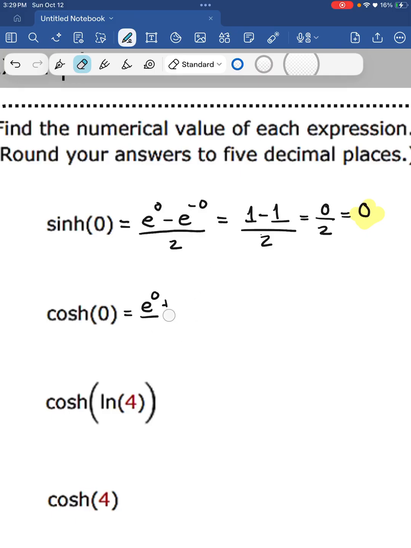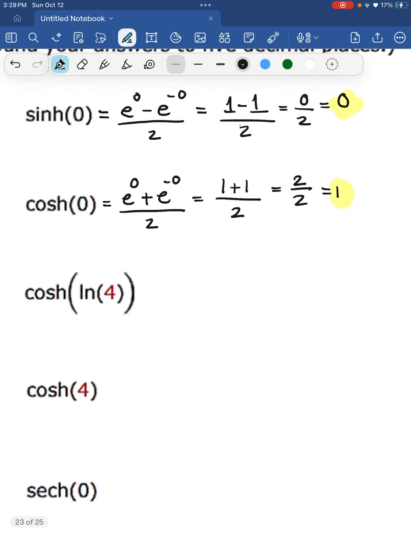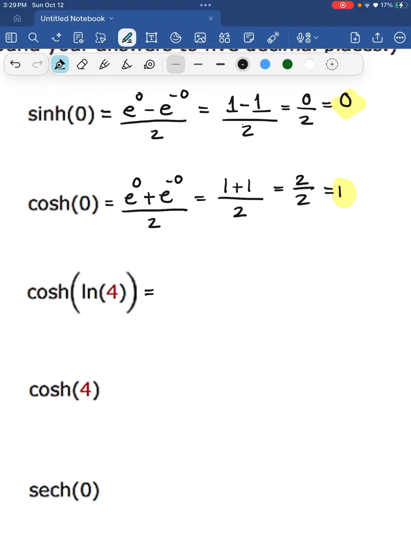Do the same thing here with cosh of ln of 4. So we have e to the ln of 4 plus e to the negative ln of 4, not x, sorry about that, all over 2. Well, we know that e and ln cancel out, so we end up with 4 minus 4 is equal to 2. Therefore, we end up with 0 over 2, just 0.